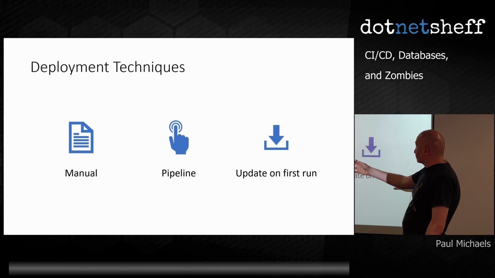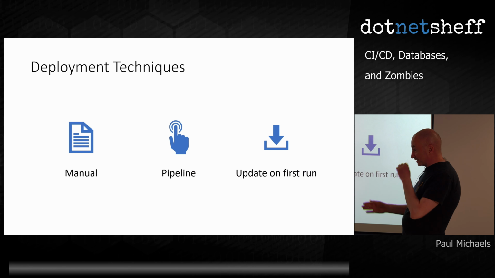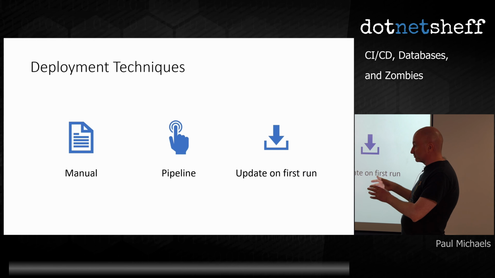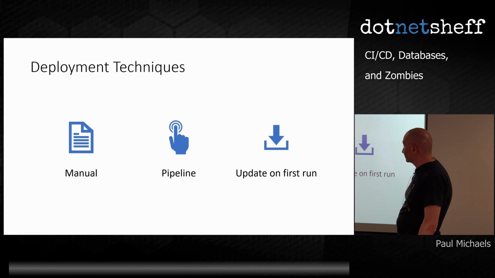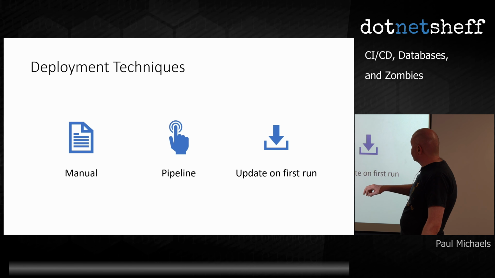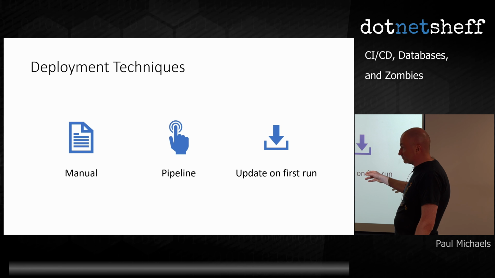You can run it through a pipeline, which we've kind of discussed. Usually have a multi-stage pipeline, so it's got stages of approval. That tends to make people feel safer and be safer because it doesn't just run and update your database while you're not looking. And there's the option of update on first run.